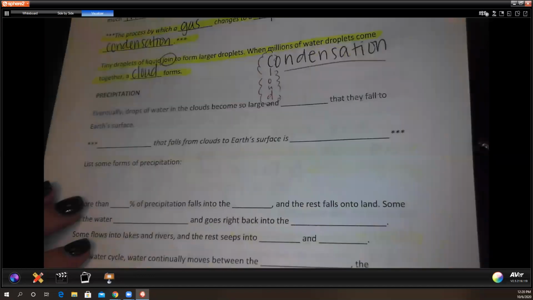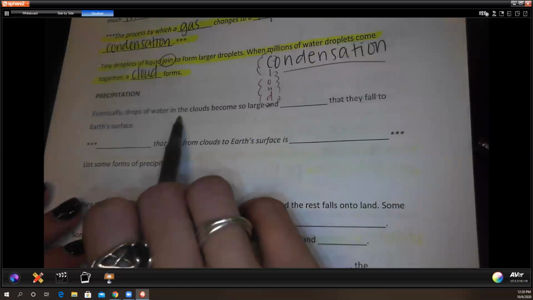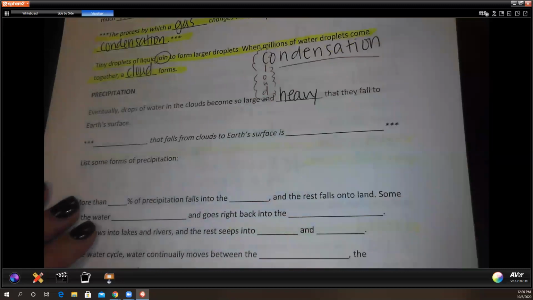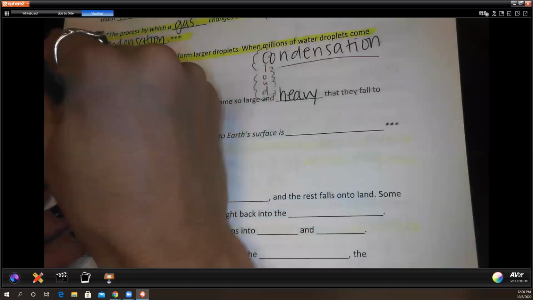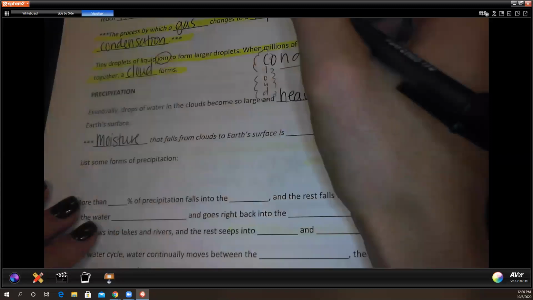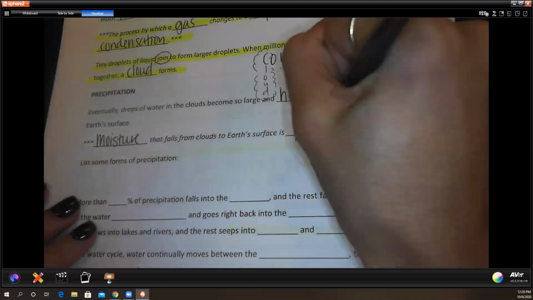Precipitation. Eventually, drops of water in the clouds become so large and heavy that they fall to Earth's surface. Moisture, very good, that falls from the clouds to Earth's surface is precipitation.